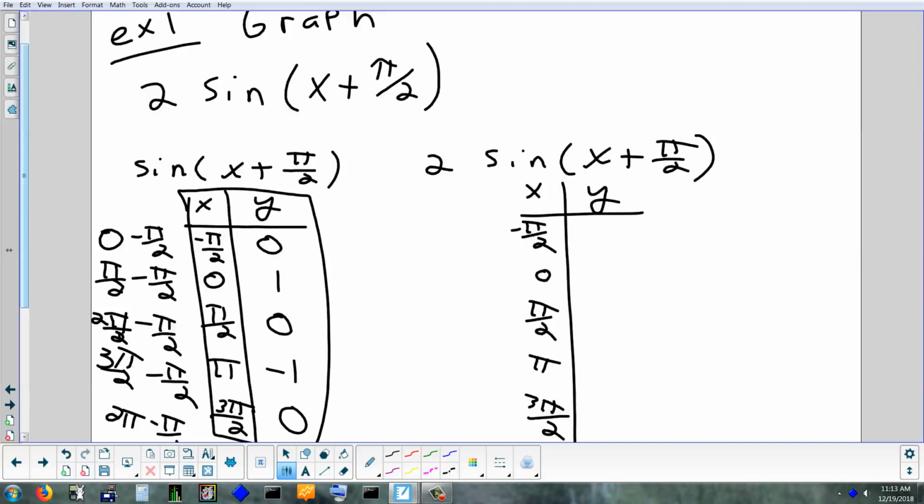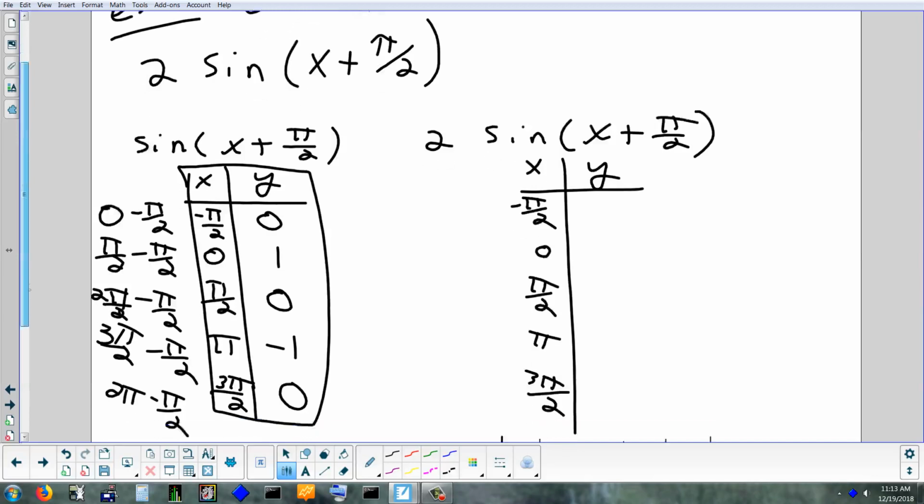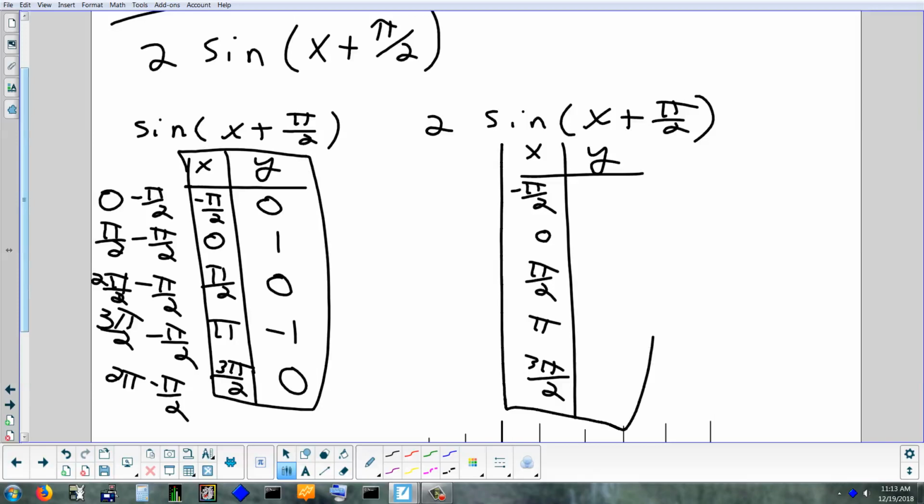Emily, what do I do with all the y values? The reciprocal? Not when it's on the outside. When it's on the outside, you just use it the way it is. Okay. So we're just going to multiply everything by 2. So 0, 2, 0, negative 2, 0. And that's your table. That's how you do multiple transformations. It's like doing 2 problems back to back. Any questions on how we get the x's or the y's there?